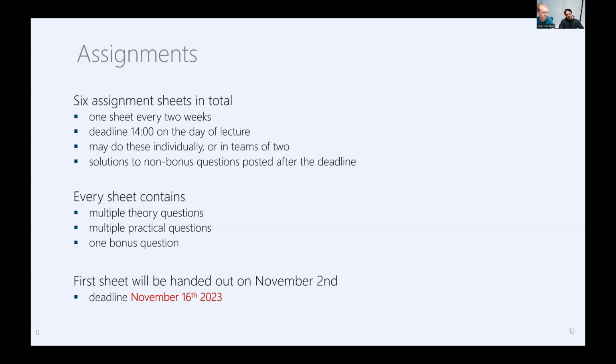The first sheet will be handed out on November the 2nd, which is 2 weeks from now, 1 week after the first lecture, and the deadline will be the following week on November the 16th. What is very important though is that no matter whether you do this alone or with 2 people in a team, mind you, we also allow people to switch teams between different assignments, because marriages don't always last forever and ever.